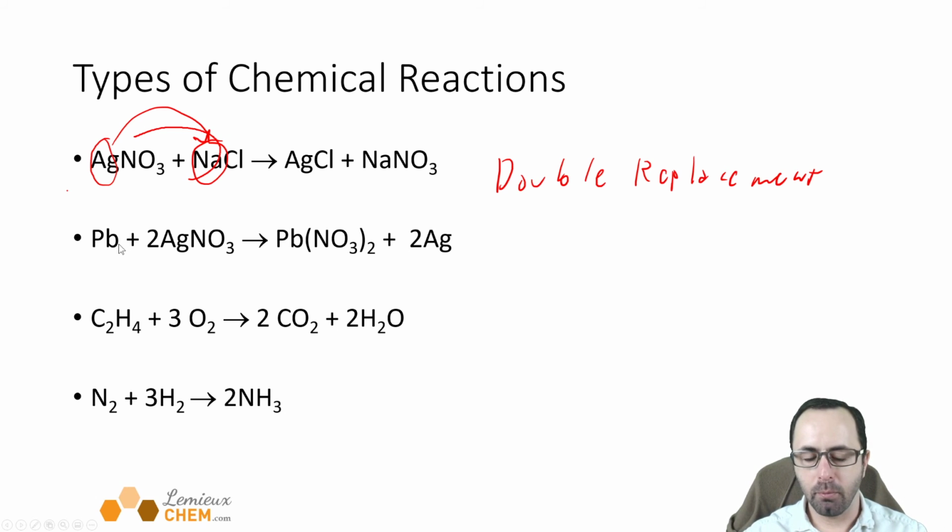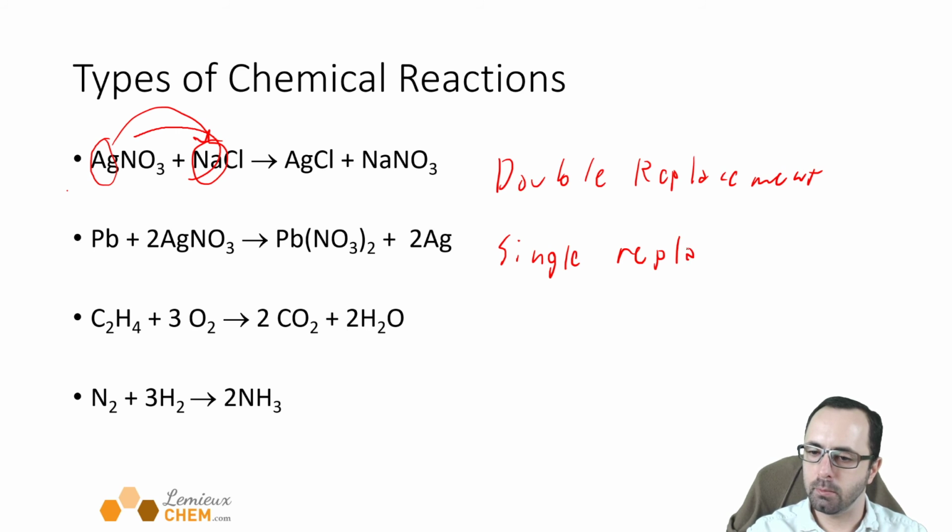In the next reaction, we have an element, lead, and then we got silver nitrate. But after the reaction is over, the silver is no longer with the nitrate. It's actually single all by itself. The lead has taken its place. This is a single replacement reaction.